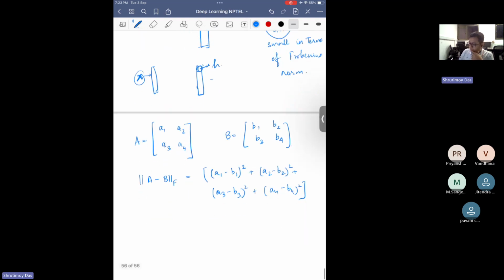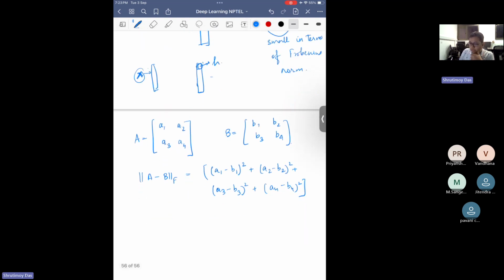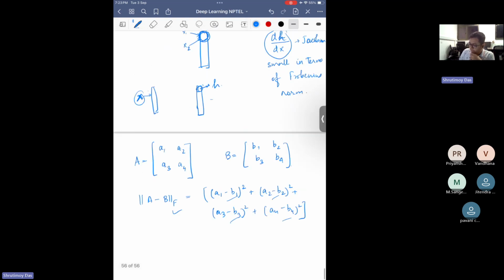So when will this Frobenius norm be small? This will be small if this is small, this is small, this is small, this is small. So basically, the Frobenius norm says that these two matrices should be close in terms of the elements that they have. So this is the definition of the Frobenius norm basically. Is that clear?